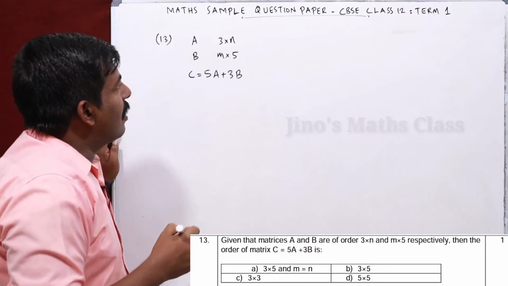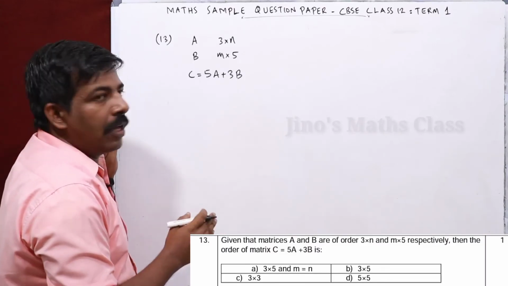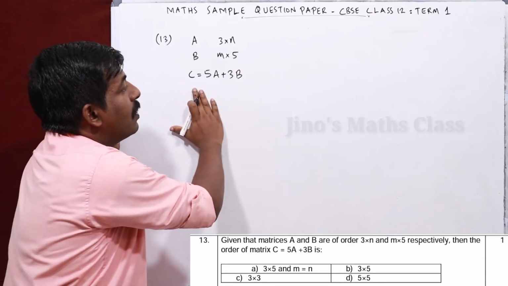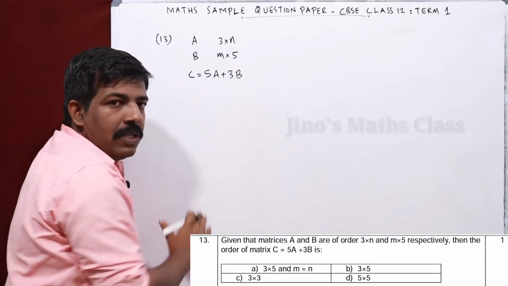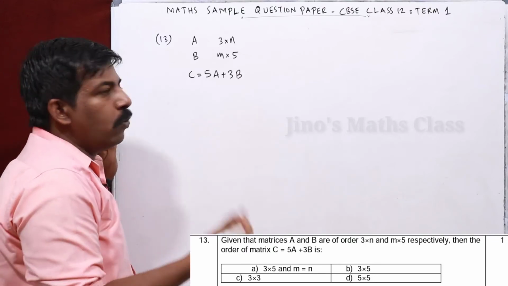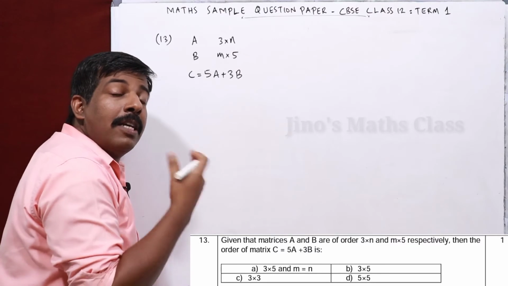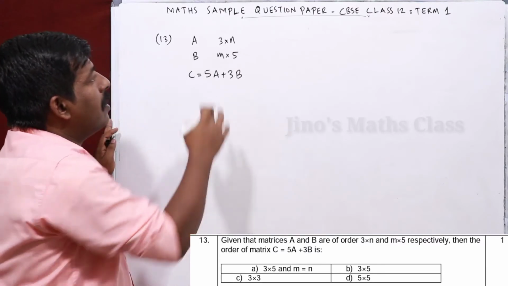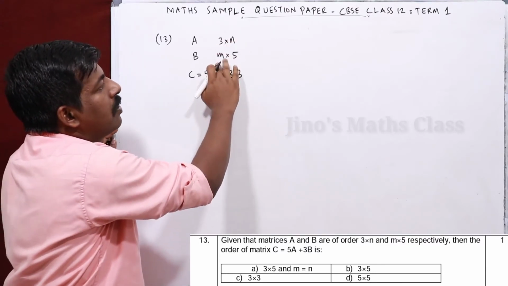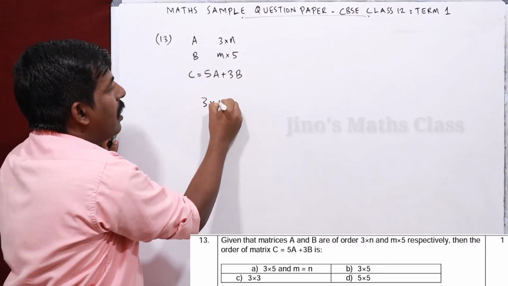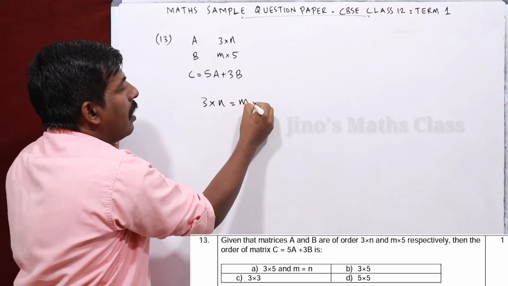13th question. Here the order of A and B are given. Then they are asking to find the order of C, where C is equal to 5A plus 3B, right? And we already know the sum of two matrices is possible only when their orders are same. So that means this 3 by n should be is equal to m by 5. So that means we can say here 3 by n, that is equal to m by 5.